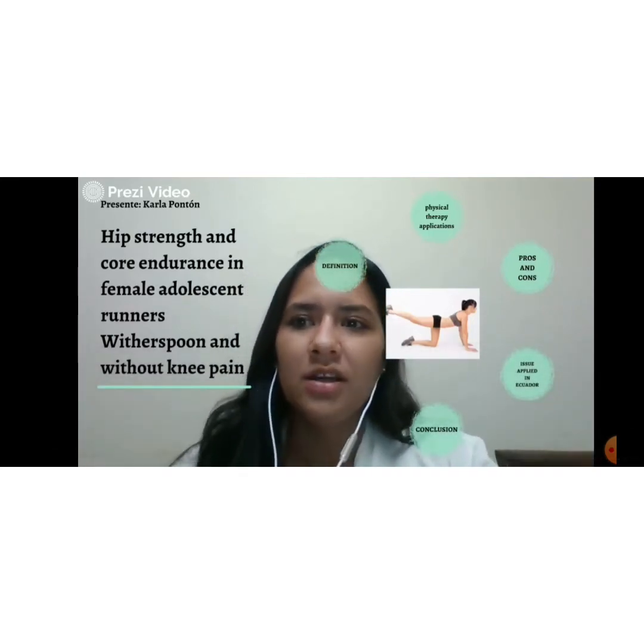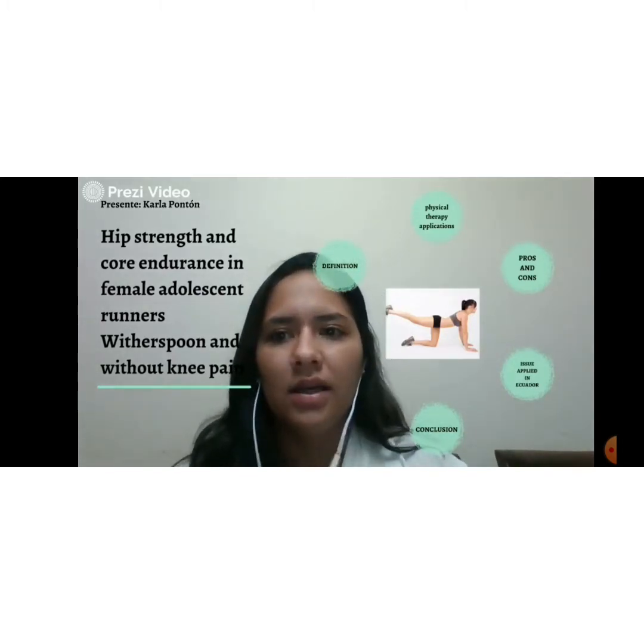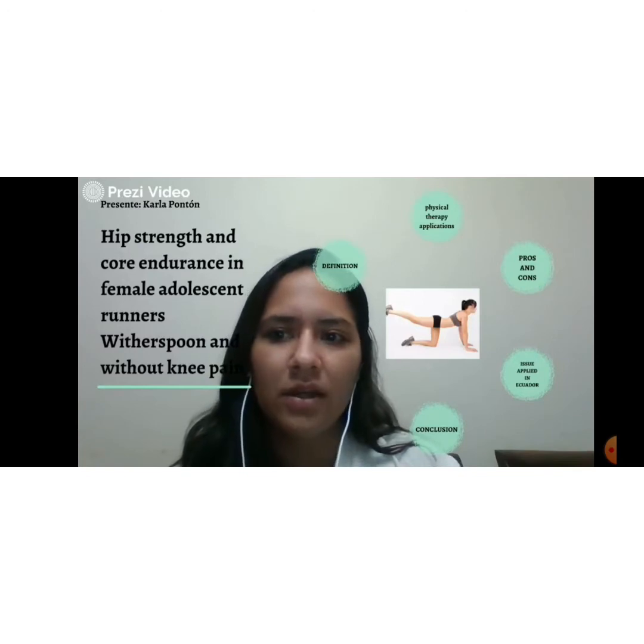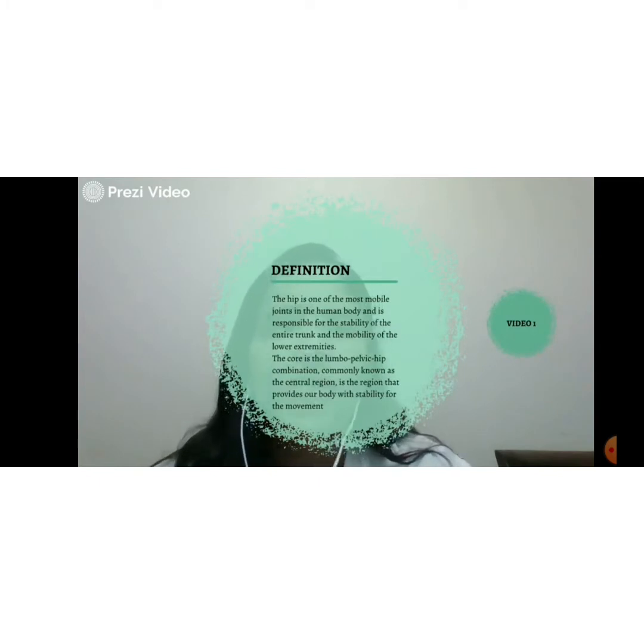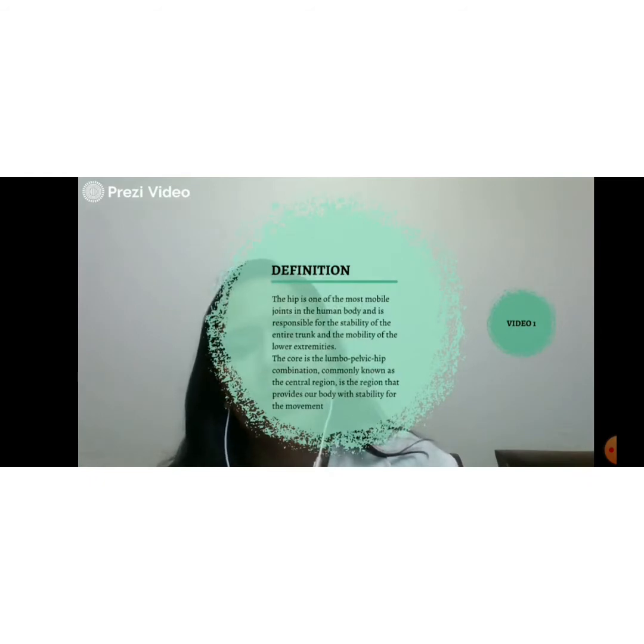And my topic is hip strength and core endurance in female adolescent runners with and without knee pain. Definition: the hip is one of the most mobile joints in the human body and is responsible for the stability of the entire trunk and the mobility of the lower extremities. The core is the lumbopelvic hip combination, commonly known as the central region. It is the region that provides our body with stability for movement.